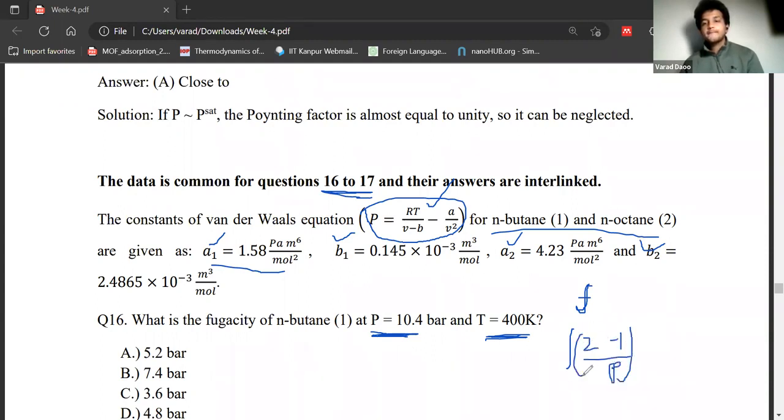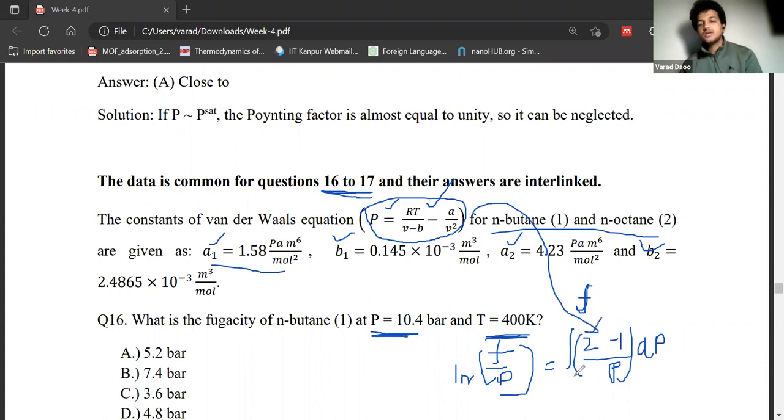dp is equal to ln f by p. Right? So what you can do with this expression, you can find the value of z. You can put that value of z in here, and then you can integrate from p equal to 0 to some p equal to p. Once you get that expression, you can just rearrange to calculate the fugacity. Once you get the fugacity, you will have the expression for that. Okay, so that is the key part.